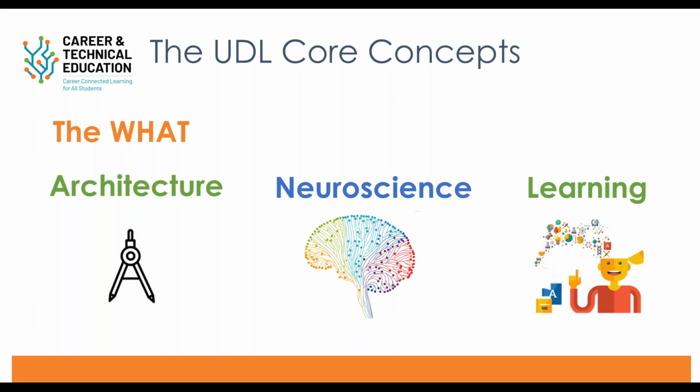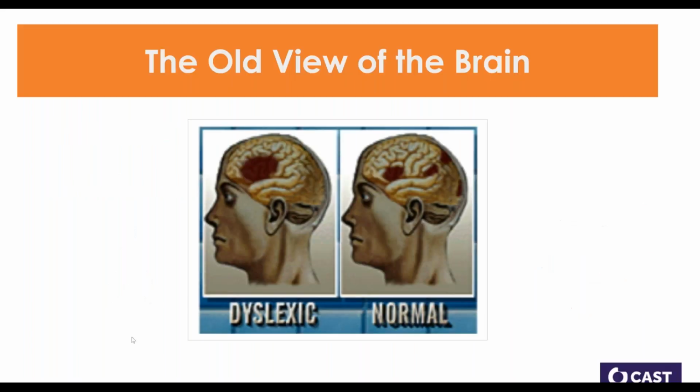So now that we've looked at the architectural side, let's look at the neuroscience. And again, we're going to go through this a little briefly because the whole next session is on variability, which is really the neuroscience behind UDL. So let's just go ahead and move in here.